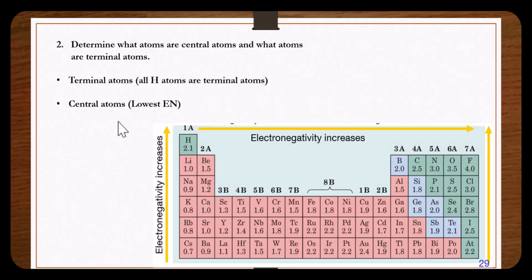So in step 2, we determine what atoms are central atoms and what atoms are terminal atoms. There are no hydrogen atoms, so we won't have to consider this part here. The next part of the guideline says that the central atom is the one that's usually the lowest in electronegativity. Carbon has an electronegativity of 2.5, and oxygen has an electronegativity of 3.5, so carbon would be the center atom.